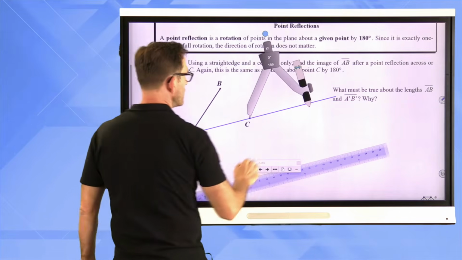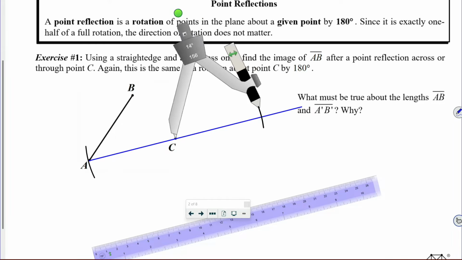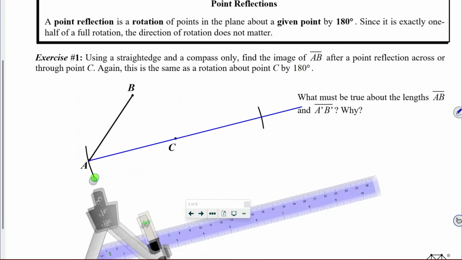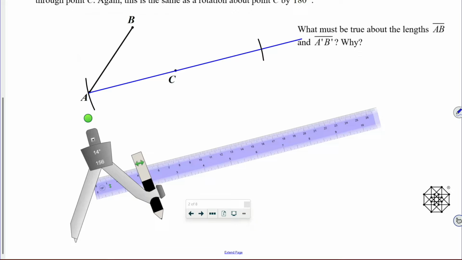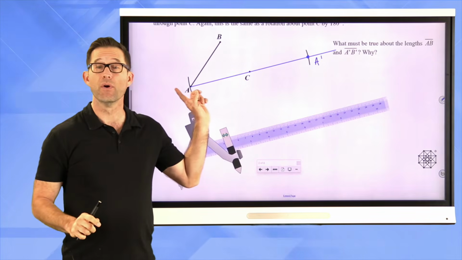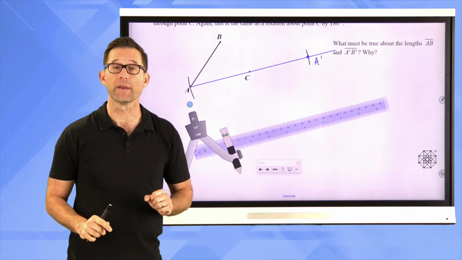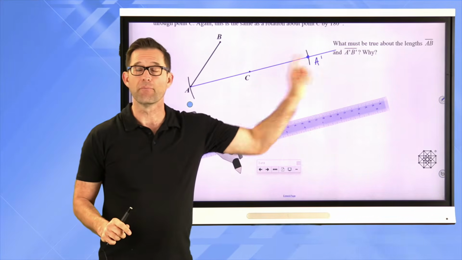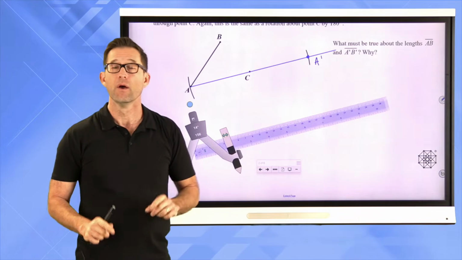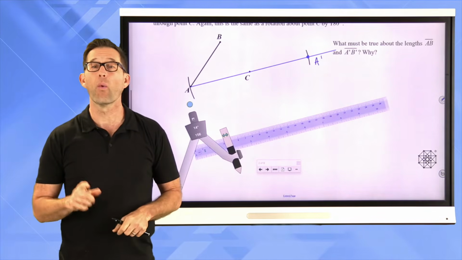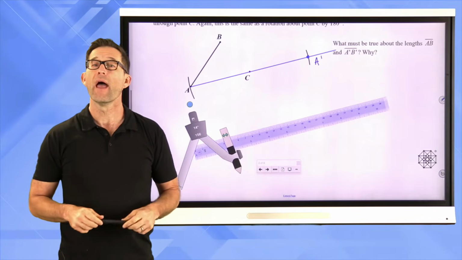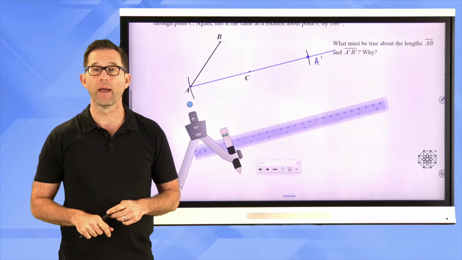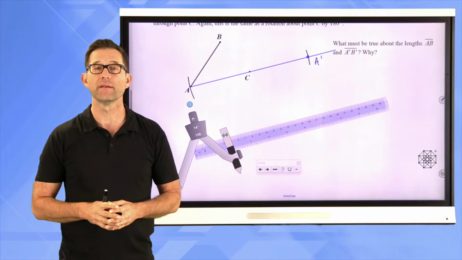Then I'm going to reverse the orientation and measure that same distance. And that now must be the location of point A prime, right? It must be the location because those 3 points, A, C, and A prime are collinear, and I have guaranteed that CA and CA prime are the same length. What I'd like you to now do is figure out where B gets mapped to and then draw in segment A prime B prime. Go ahead and do that.